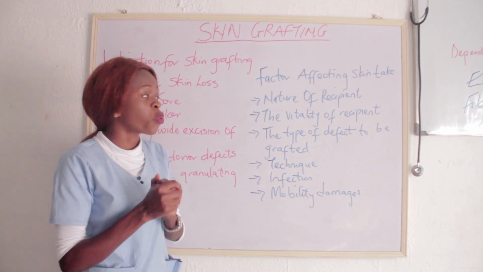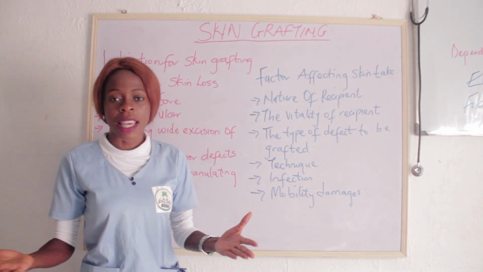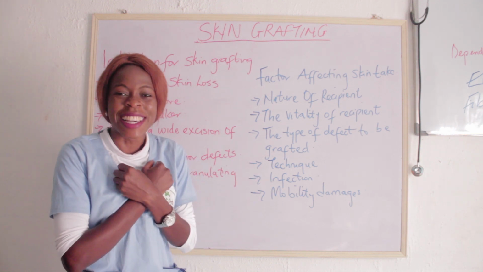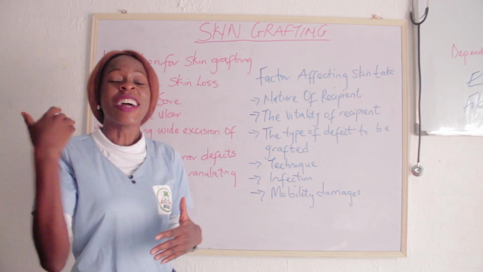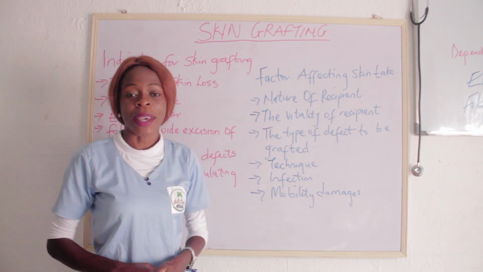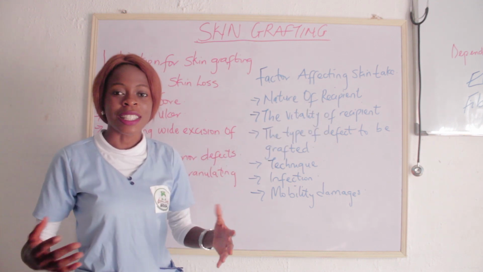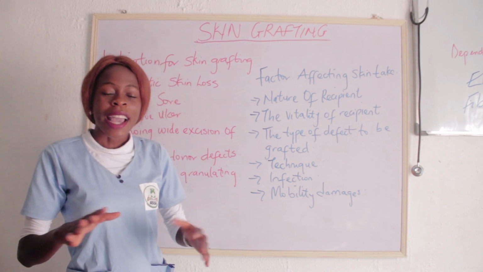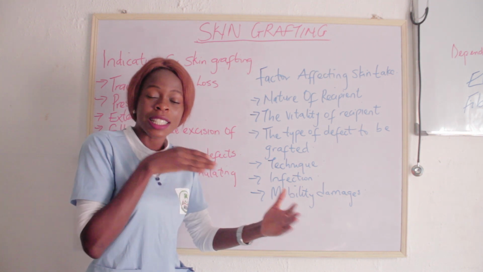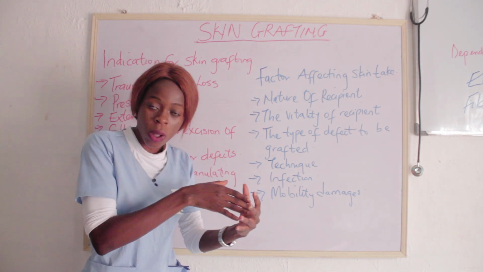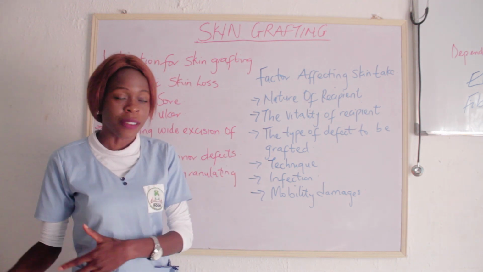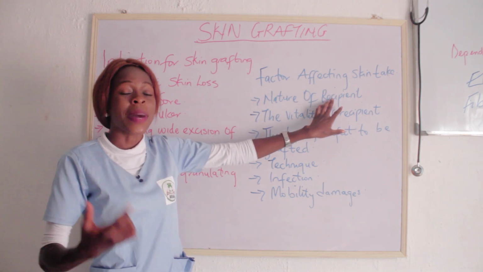Then that takes us to factors affecting skin take. What are the factors that will make the recipient receive the skin without further complication or rejecting it? The first we have here is the nature of the recipient. Is it very deep? Is it shallow? Are you taking just the epidermis? The deeper the depth of the sore, the harder it will be for it to receive that skin graft. So the nature of the recipient matters a lot.